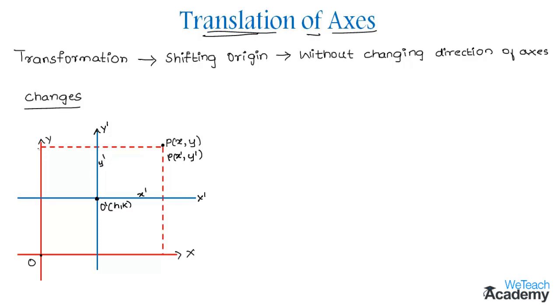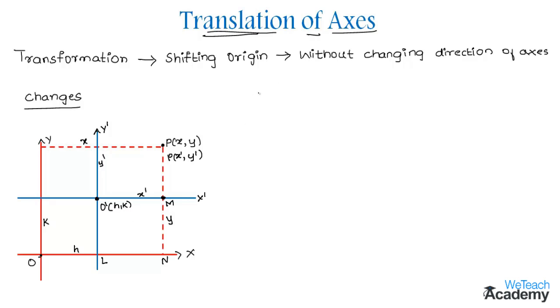Similarly, in the original axis, according to the coordinates, we get this length as y and this length as x. And according to the new origin O dash, this length will be equal to h, whereas this length will be k. Now let us name the points of intersection M, N and L. So now let me repeat.